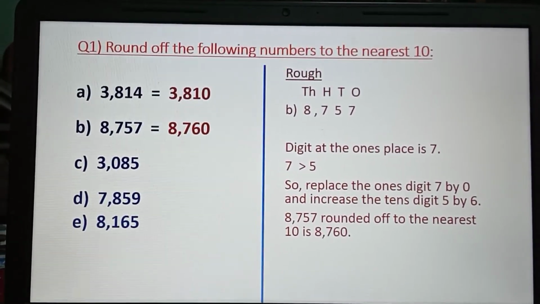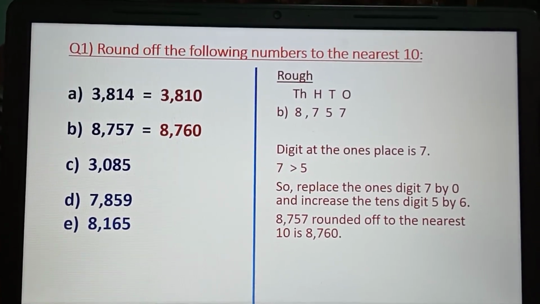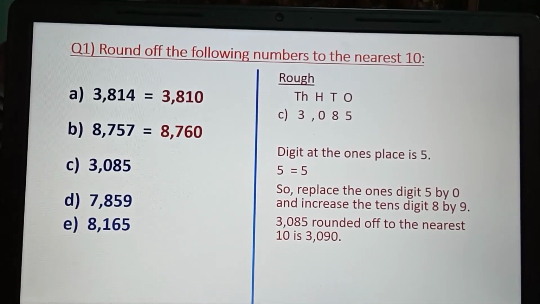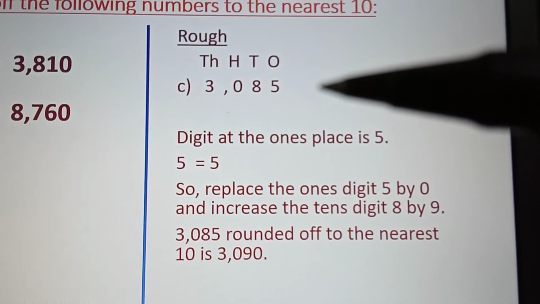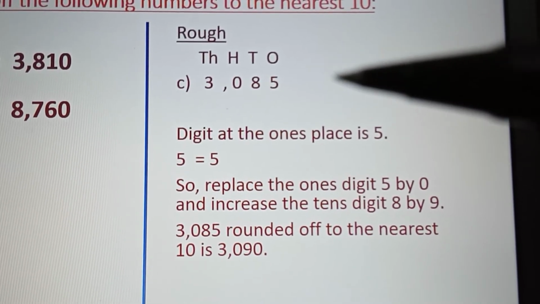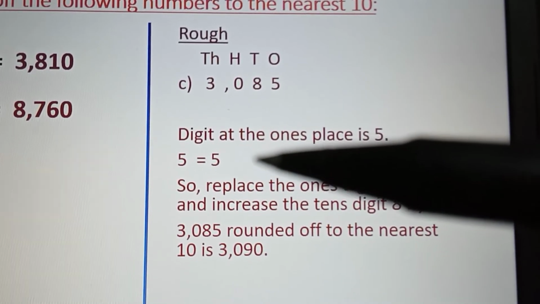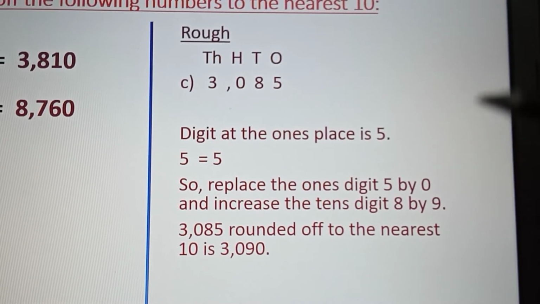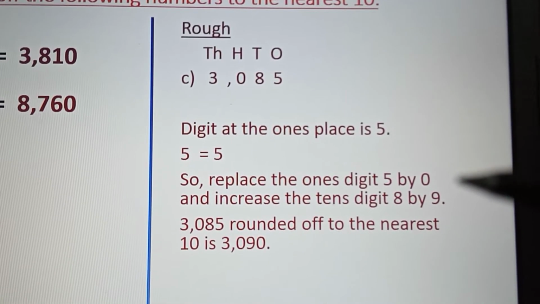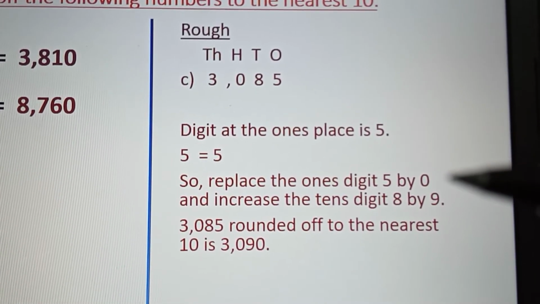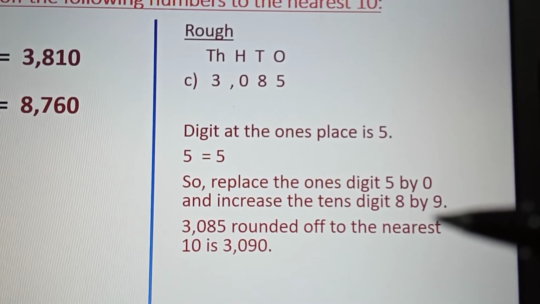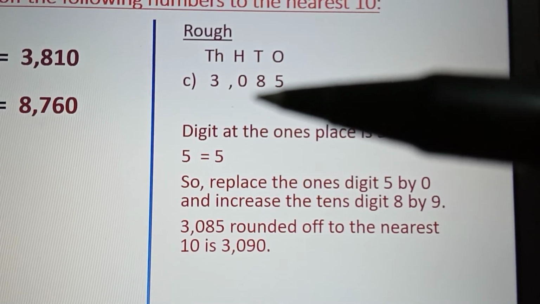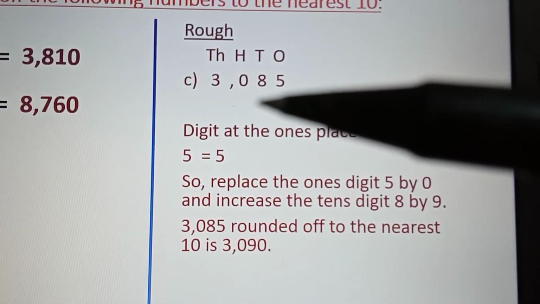Now we are moving to question number C, 3085. Again I am taking it in the rough column. 3085, the digit at the ones place is 5, that is equal to 5. Again we will follow rule number 2. So what will we do? The digit at the ones place will become 0 and the digit at the tens place will increase by 1. So what is the digit here, children, at the tens place? 8. So 8 becomes 9.